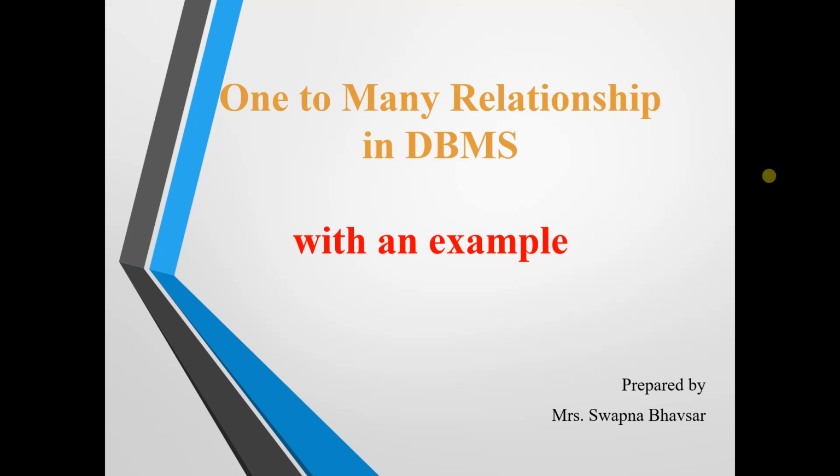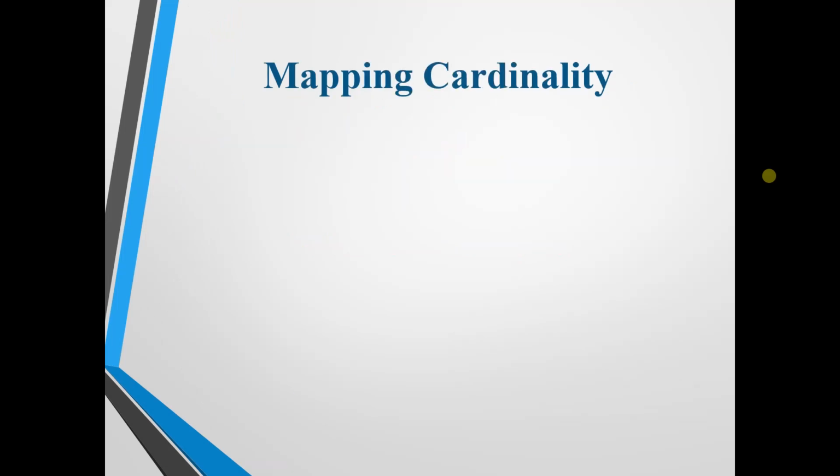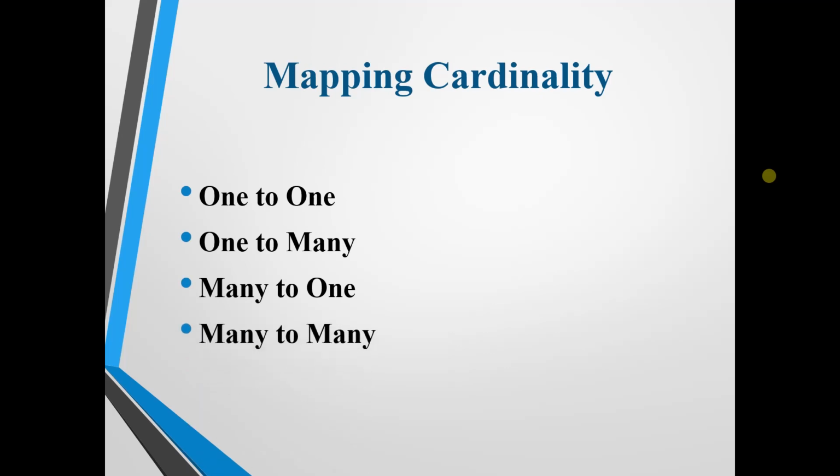Today in my video I will explain one-to-many relationship in DBMS with an example. What is mapping cardinality? Mapping cardinality is a data constraint that specifies how many entities of an entity can be related to in a relationship set. There are four types of mapping cardinalities: one to one, one to many, many to one, and many to many. In my last video, I have explained one to one relationship with an example. Even I have shown implementation of one to one relationship also. In this video, I will explain one to many relationships.